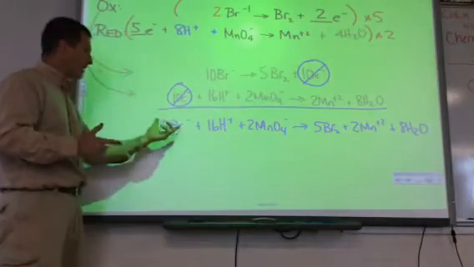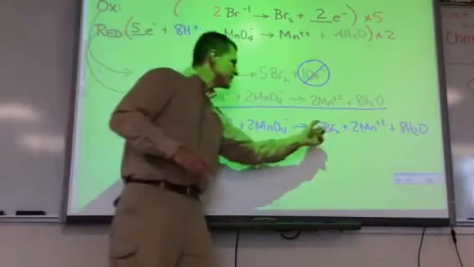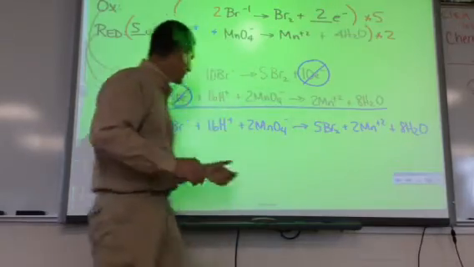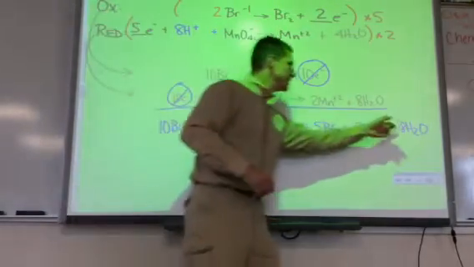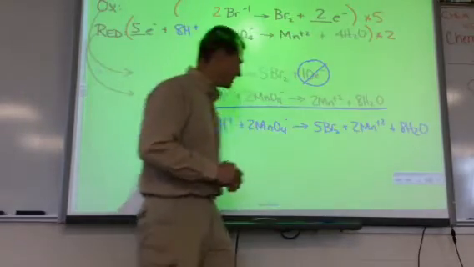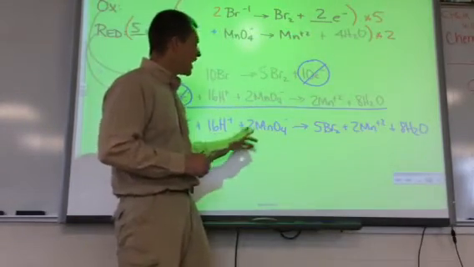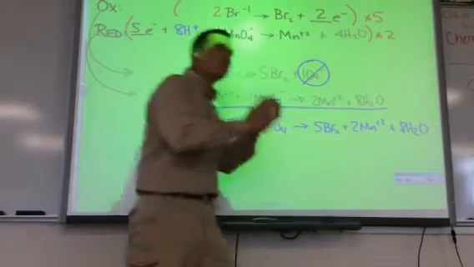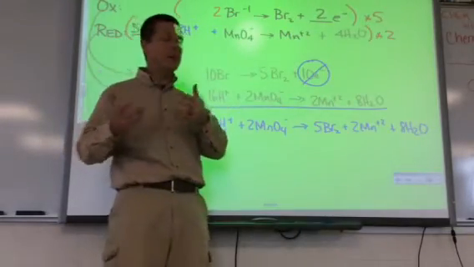So let's just make sure that we're balanced. We have 10 Brs on the left. There's 5 times 2, 10 Brs on the right. That's fine. 16 hydrogens, 8 times 2, 16 hydrogens. 2 manganeses, 2 manganeses. That sounds funny. 8 oxygens, 8 oxygens. So the atoms are balanced, and now we just want to make sure that the charges are balanced too.